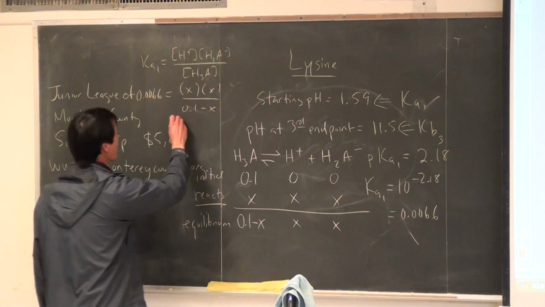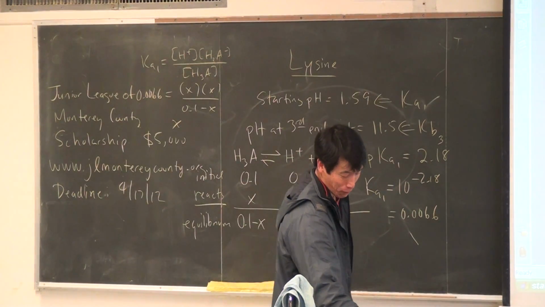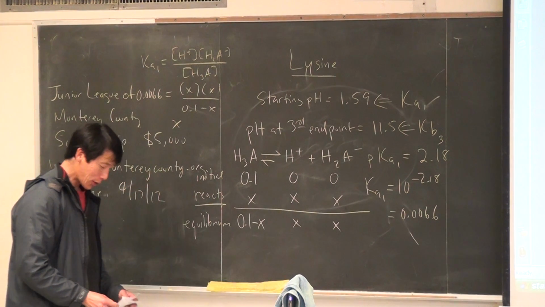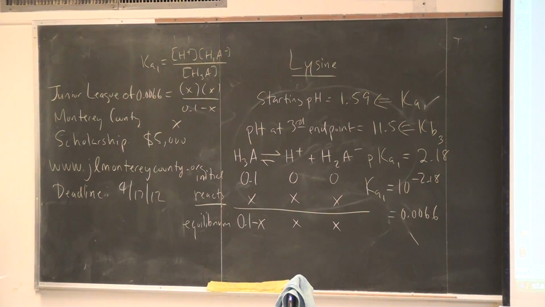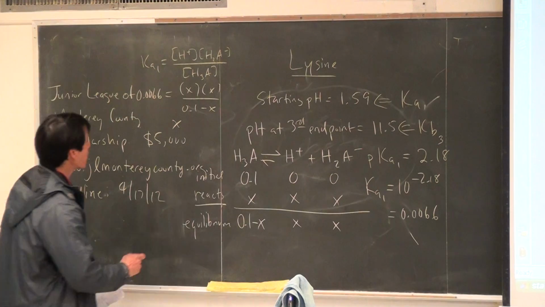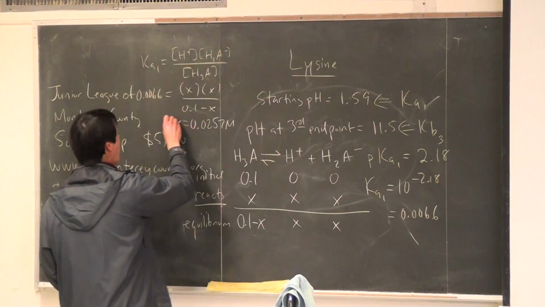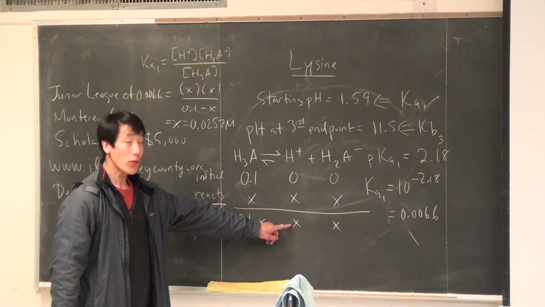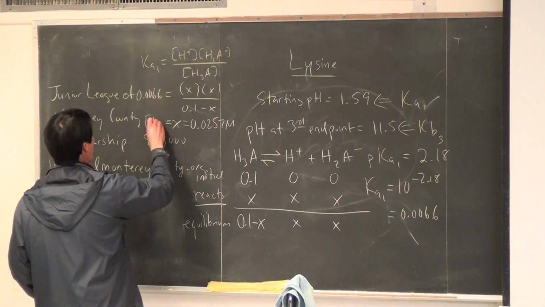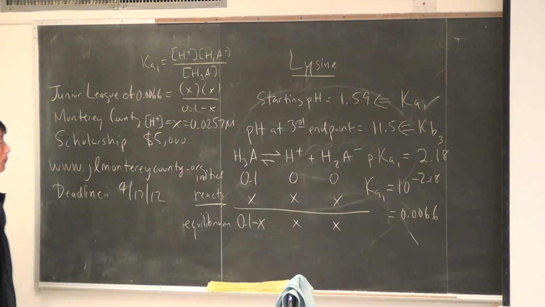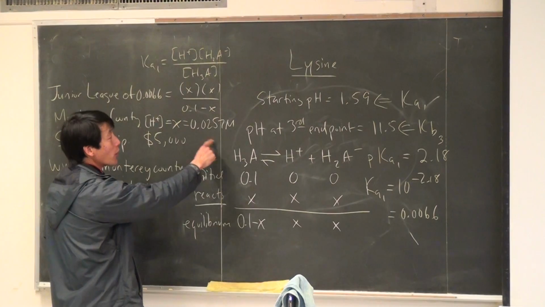When we solve for X, I did this last night. For lysine, this turns out to be X equals 0.0257. Note that X is equal to the equilibrium concentration of H plus, so this is also equal to H plus. To calculate the pH, the next step is take minus log of this number, and when you do that, you should get 1.5.